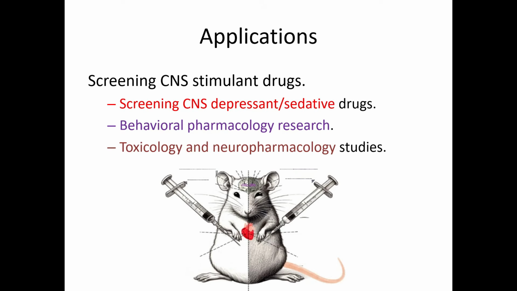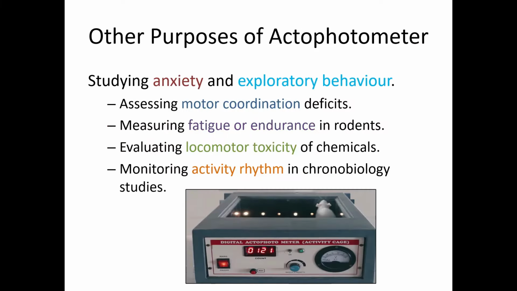You can also evaluate anti-anxiety drugs, and use it for behavioral pharmacology research, toxicology and neuropharmacology studies. Other purposes of the actophotometer are studying anxiety and exploratory behaviors, assessing motor coordination deficits, measuring fatigue and endurance in rodents, evaluating locomotor toxicity of chemicals, and monitoring activity rhythm in chronobiology studies.